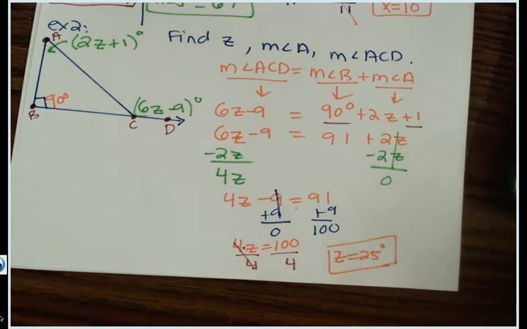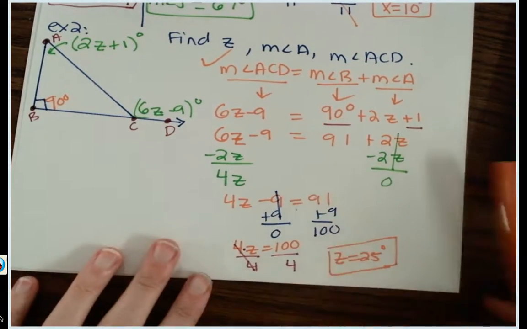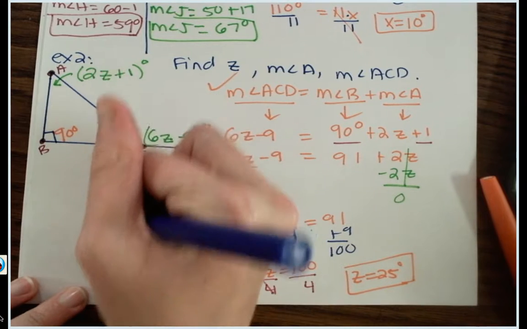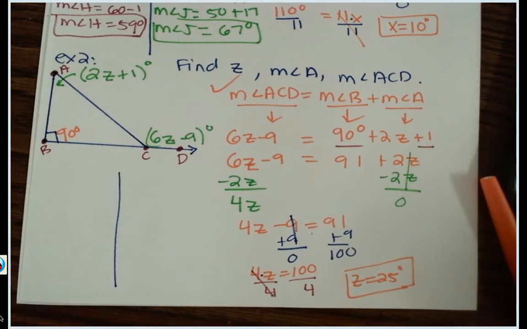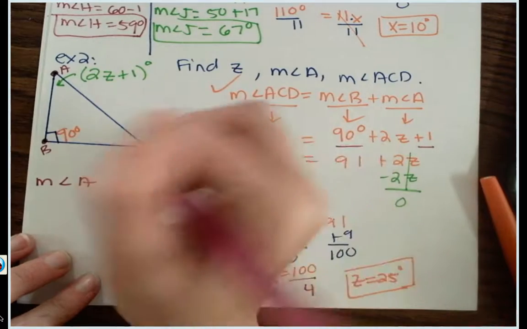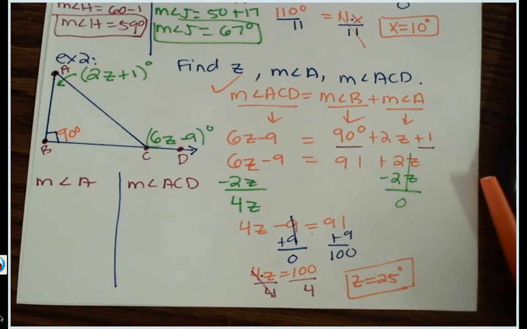All right. So we are not done yet, though. We have found the value of Z, and now we need to find the measure of A and ACD. So I'm going to do that over here. Draw my little line. We're going to be solving for angle A and angle ACD. The measure of angle A I'm going to solve on this side, and the measure of angle ACD I'm going to solve on this side.